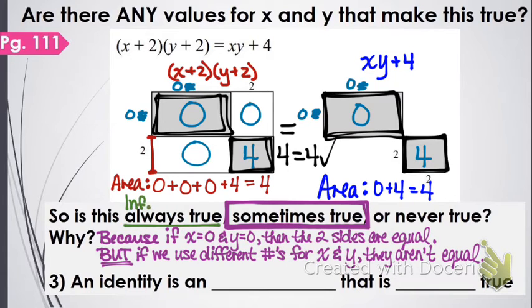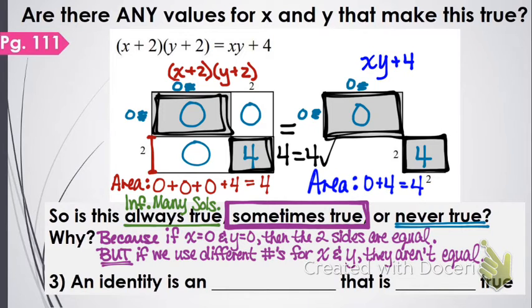This is exactly the same thing as infinitely many solutions. And I don't have enough room to write that word all the way out. What do you think it would mean for an equation to be never true? What do you think that would mean? Always true means that no matter what you put in, it works.